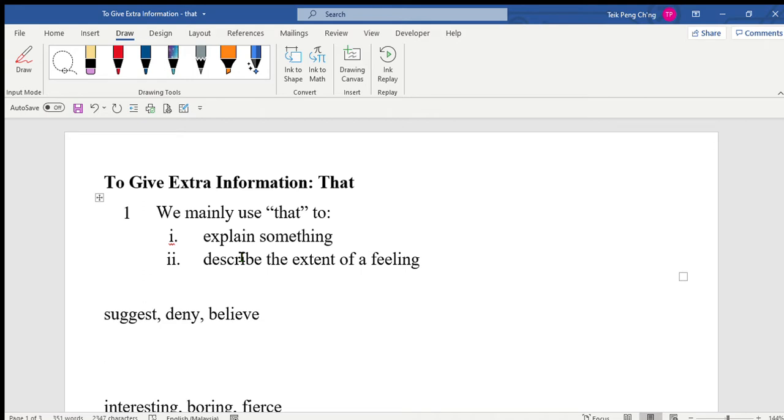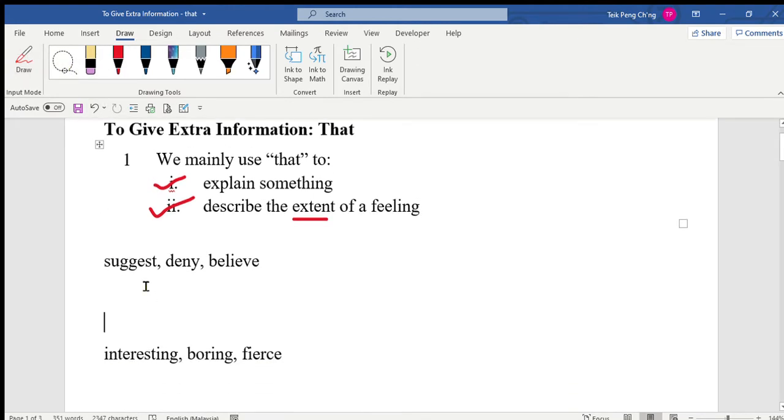Let's look at how we use the word "that." Basically, "that" has two main functions. We use "that" to explain something, and we use "that" to describe the extent of a feeling. Extent means level. Okay, so let's look at the first one. We use "that" to explain something.